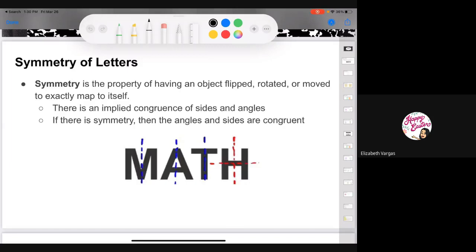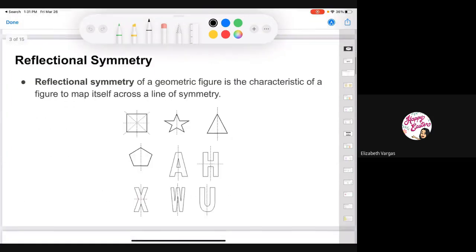There's an implied congruence of sides and angles whenever things are symmetrical. So things are symmetrical because both of the halves are equal to each other. They're pretty much the same, and that's why we refer to them as symmetrical. If there is symmetry, then the angles and sides will always be congruent. So that's just a little bit about symmetry.